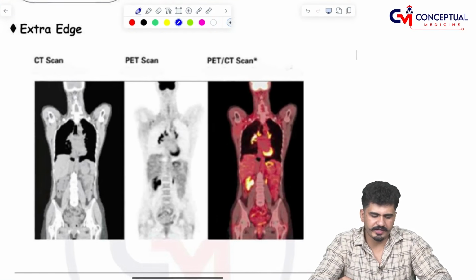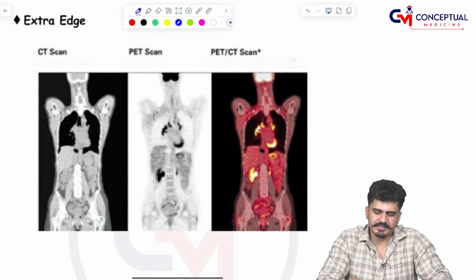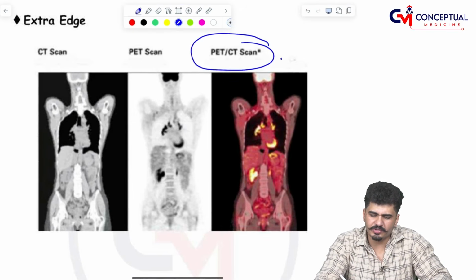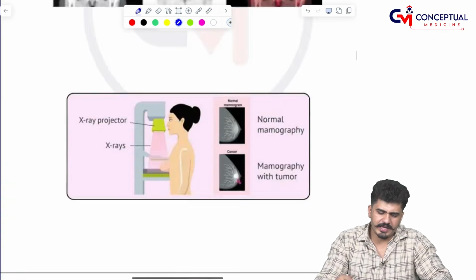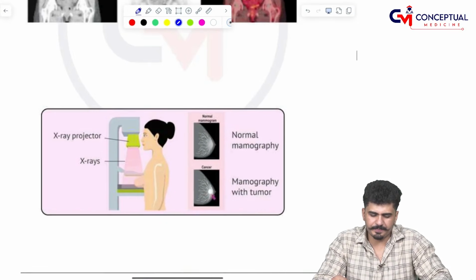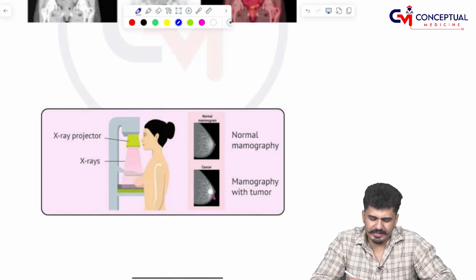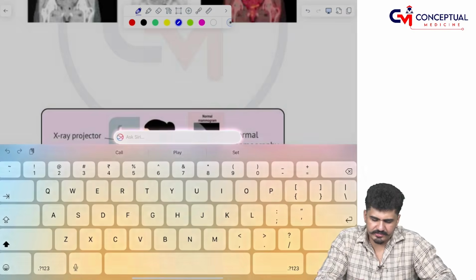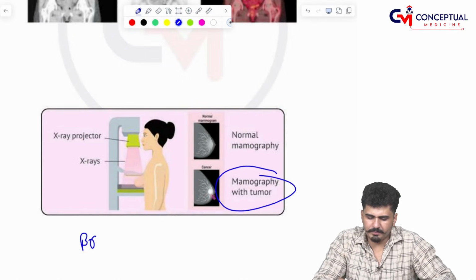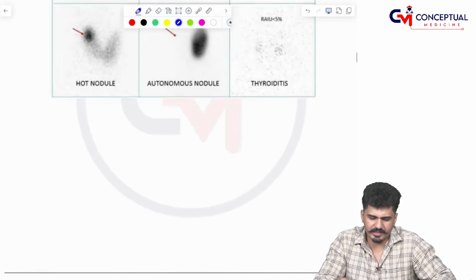Multiple myeloma we already did. X-ray, CT scan, PET CT: in PET CT, the radioisotope we use is 18FDG, and this is used for metastasis. Now, X-ray of the breast is called, your answer is going to be, the mammogram. This is going to be the mammogram.